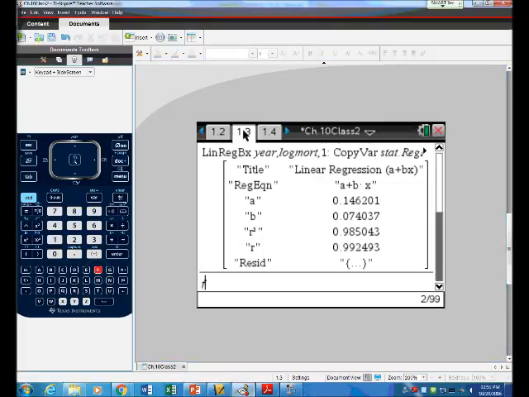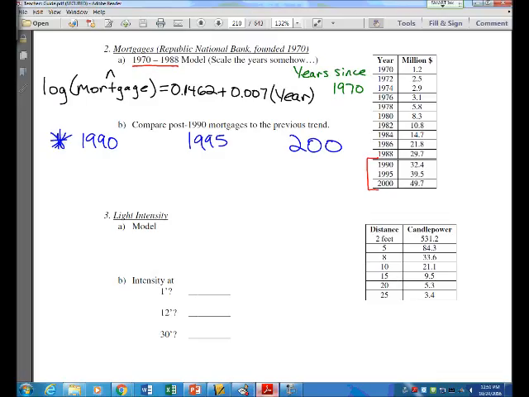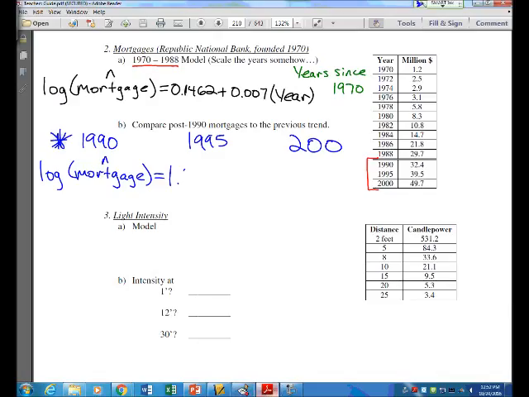Now, that says 1.62694. So again, if you look at the numbers, that doesn't make any sense because we've been up near the 30 millions when we get to 1990. So that is saying the log of mortgage hat equals 1.62694. Okay? So in 1990, we don't expect it to be 1.6 million because it was 32 million. So something's wrong there. That's because it's not the mortgage, the prediction value. It's the log of it.